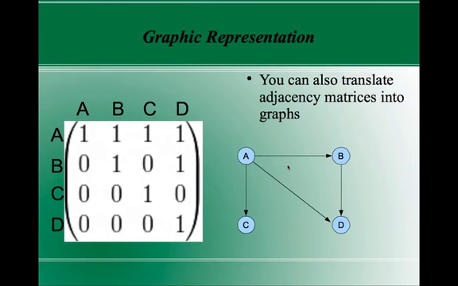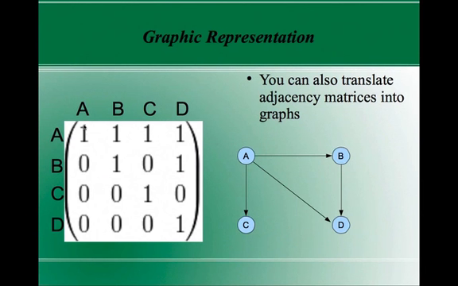Now you can easily translate an adjacency matrix into a graph. What this means is that anywhere in a matrix that you have a 1, this shows that A has a directed line from itself to each of these other vertices.